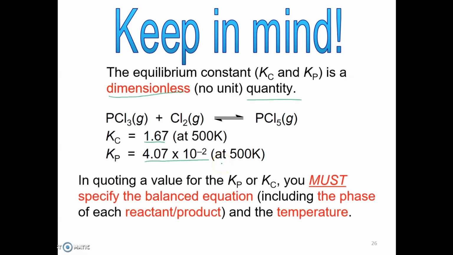So in quoting a value for the Kp or Kc, you must specify the balanced equation first. Okay, make sure the equation is balanced, and the phase of each reactant or product must be annotated well, and also the temperature of the reaction must be given.